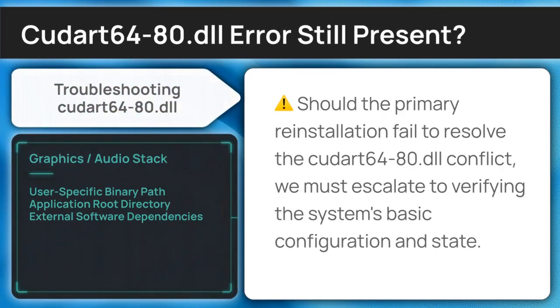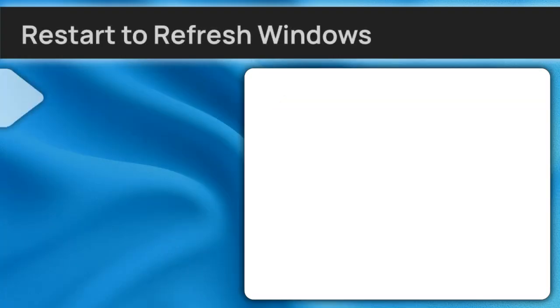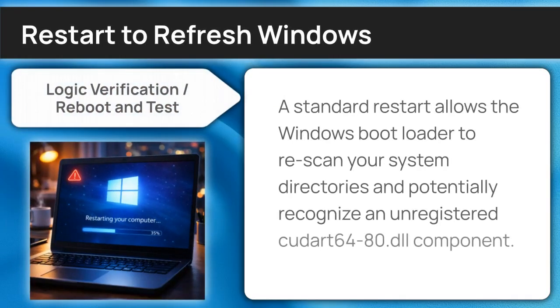If you're still seeing the missing file notification, we should attempt to force a synchronization between the software and the OS. A system reboot is a reliable way to clear away zombie processes that might be interfering with CUDA RT64-80. It's a low-impact step that ensures your operating system is starting with a synchronized environment.